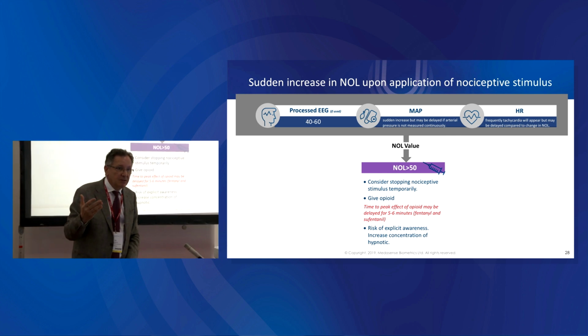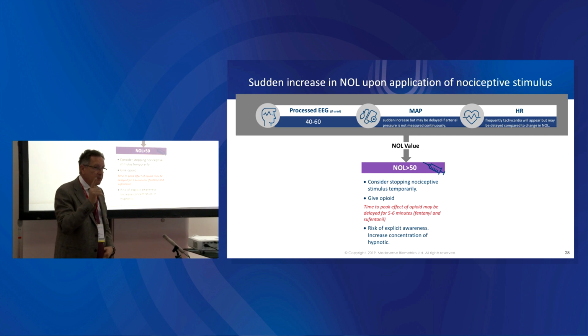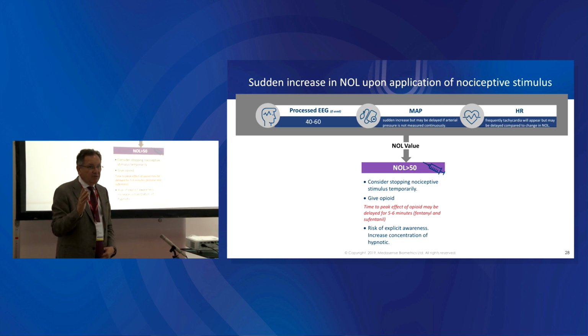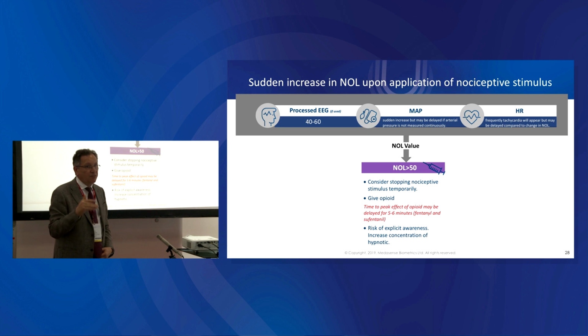And of course, there may be a risk of explicit awareness, especially if you have what we call a cortical arousal, and BIS goes up. And do remember that the data we have now is that 1 or 2 minutes of cortical arousal simultaneous with the nociceptive stimulation are sufficient to increase the risk of explicit awareness dramatically.